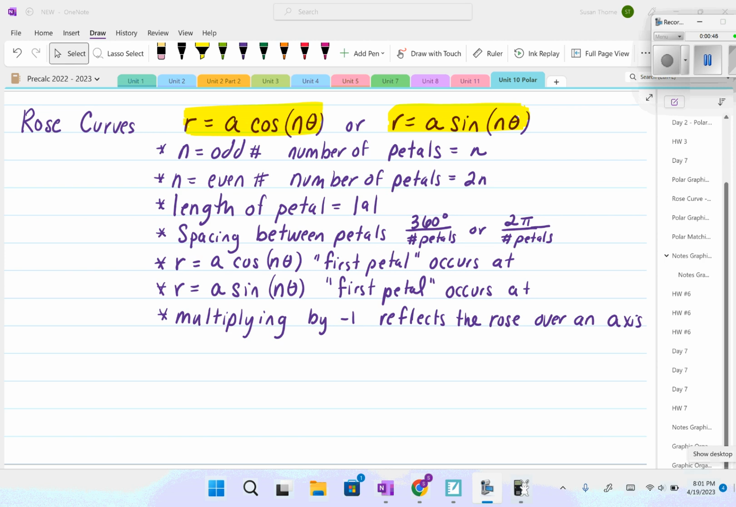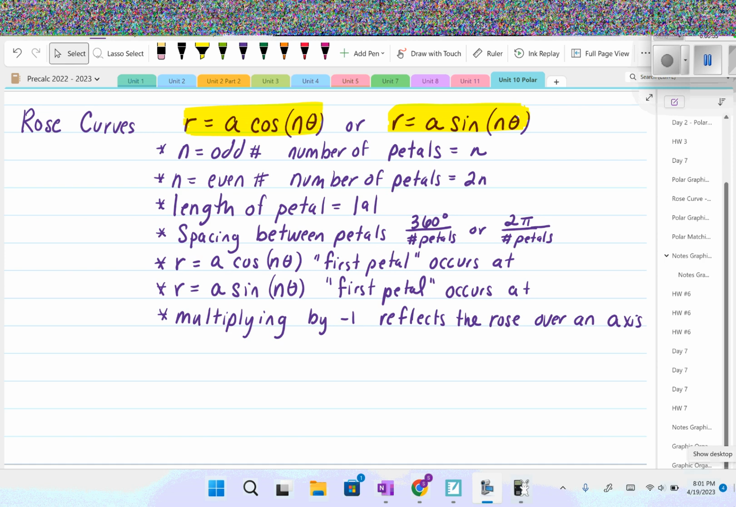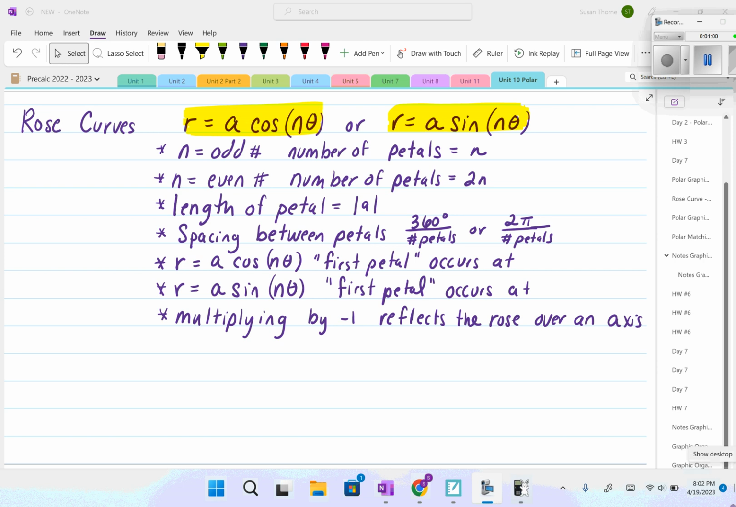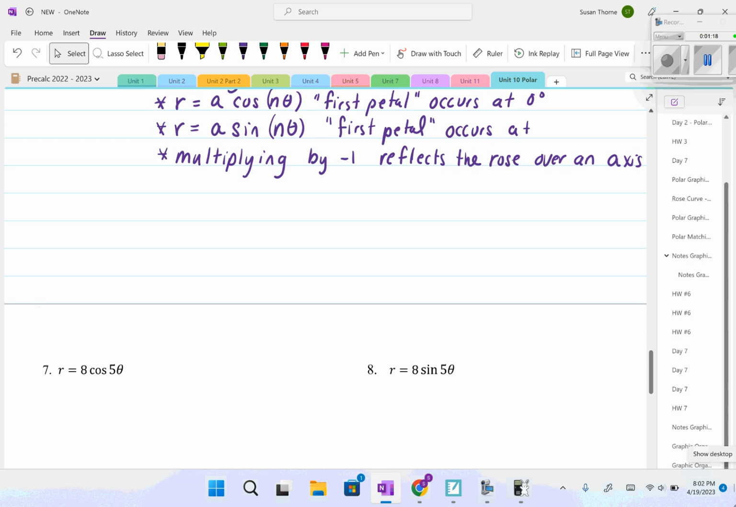So for this, we have the petals starting in different places depending on if we're working with cosine or with sine. So the first graph we're going to look at is a cosine graph, and the first petal is going to occur at 0 degrees. Now, sine's first petal is slightly different, which we'll talk about where that occurs at. And if we have an a value that's negative, multiplying by -1 is going to reflect the roses over the axis. So let's go ahead and take a look at our first equation.